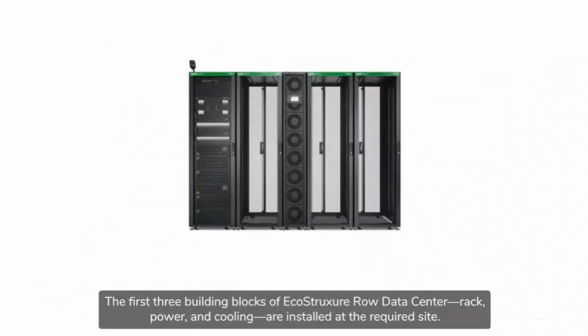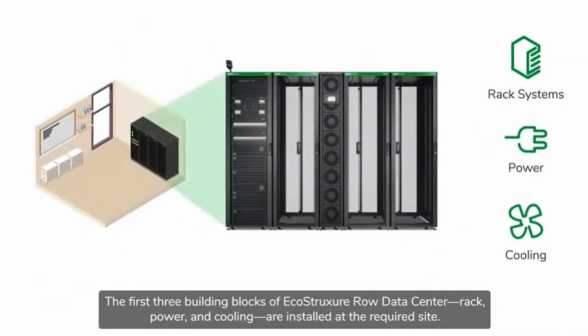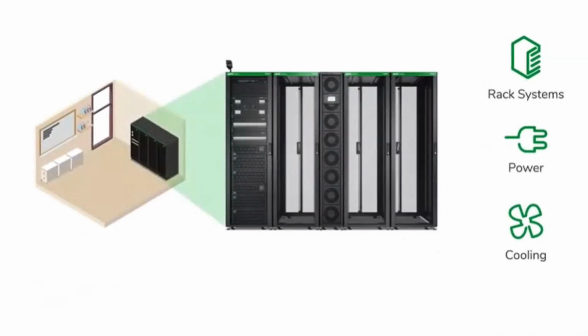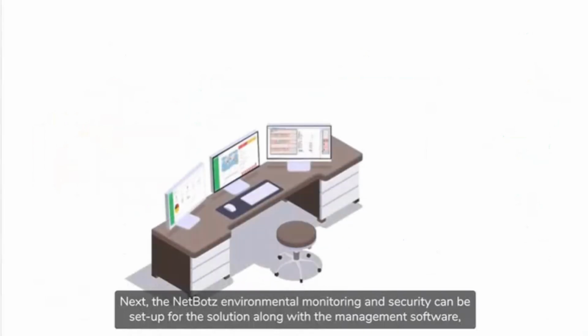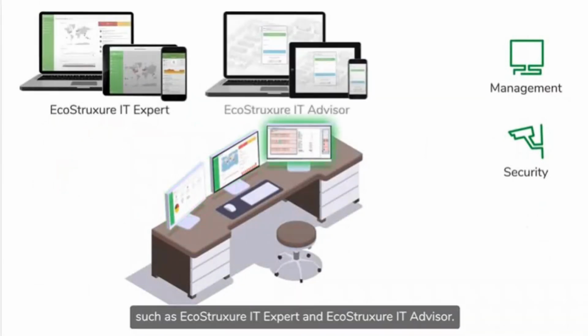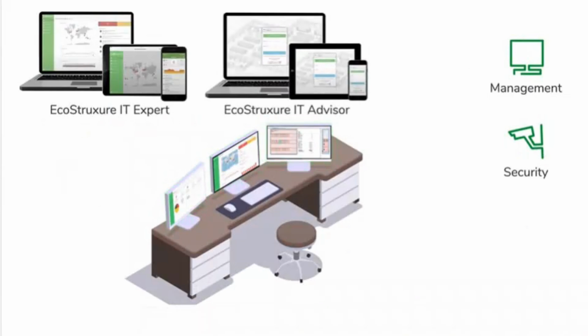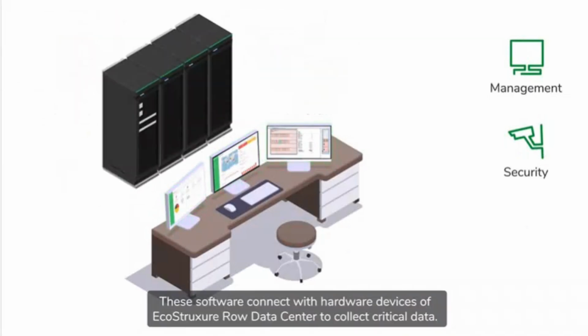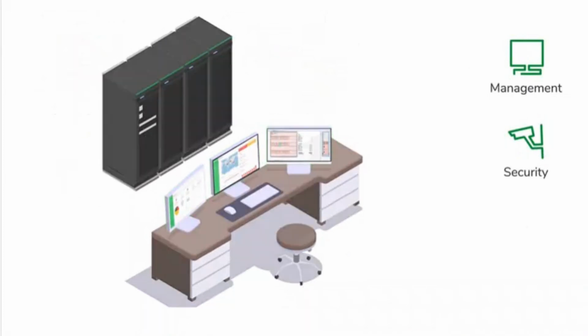The first three building blocks of EcoStruxure Row Data Center, rack, power, and cooling, are installed at the required site. Next, the NetBots environmental monitoring and security can be set up for the solution along with the management software, such as EcoStruxure IT Expert and EcoStruxure IT Advisor. These software connect with hardware devices of EcoStruxure Row Data Center to collect critical data.